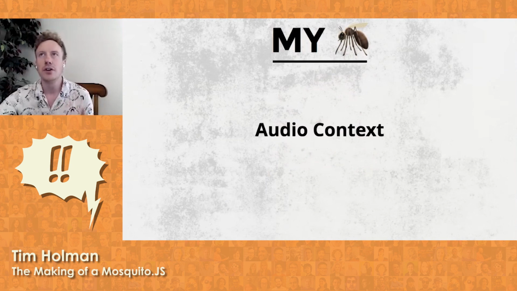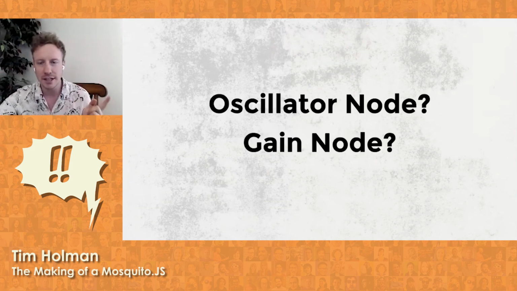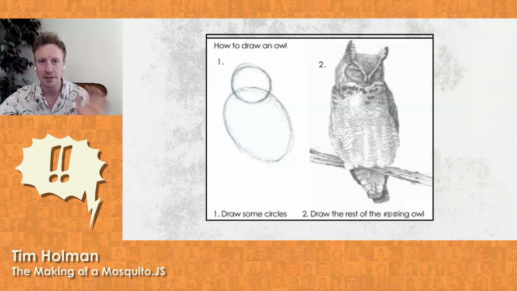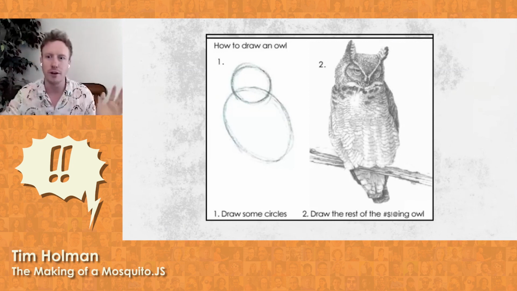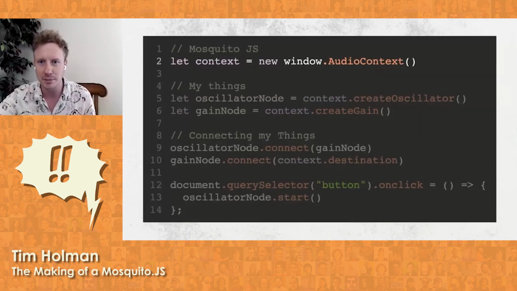Now, to get noise from the web audio API, you need a couple more things. I need an oscillator node and a gain node. And don't worry, I'm not going to owl you here. I'm going to go back and explain these. But the reason that I want to do it this way is because this is how I built it, and then I kind of reverse engineered backward towards making the Mosquito.